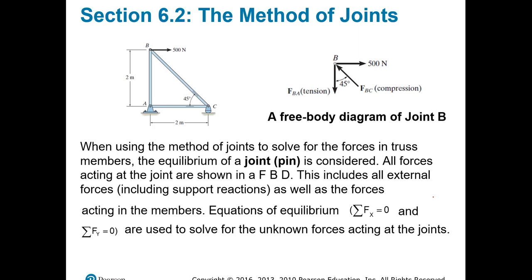The first one is called the method of joints, and when using the method of joints to solve the forces in truss members, the equilibrium of a pin is considered. All forces acting at the joint are shown in a free body diagram. This includes all external forces, including support reactions, as well as the forces acting in the members. As you know, equations of equilibrium in X and Y are used to solve the unknowns.